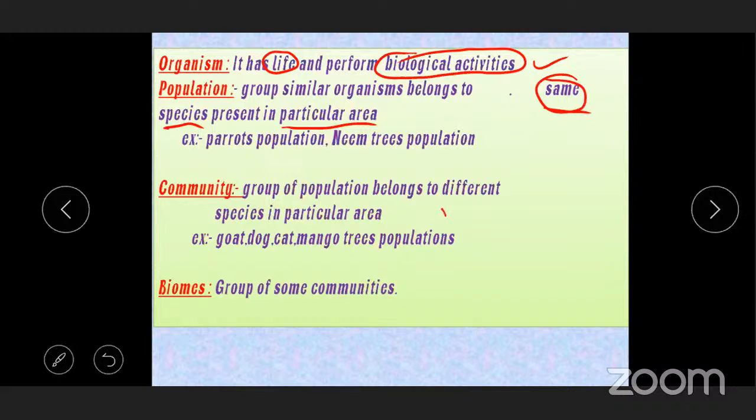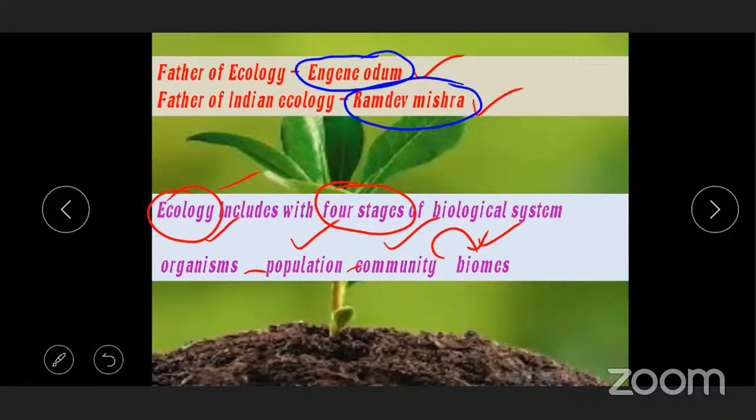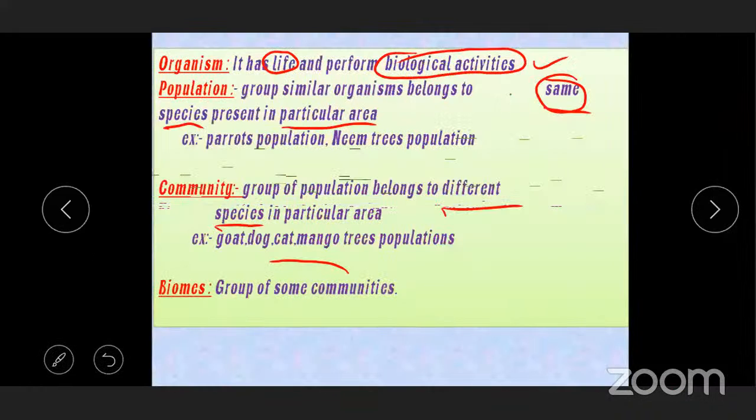A group of populations belonging to different species in a particular area is known as a community. For example, this is about biomes. A group of some communities is known as a biome. So this is about organism, population, community and biomes. These are the definitions of organism, population, community and biomes.